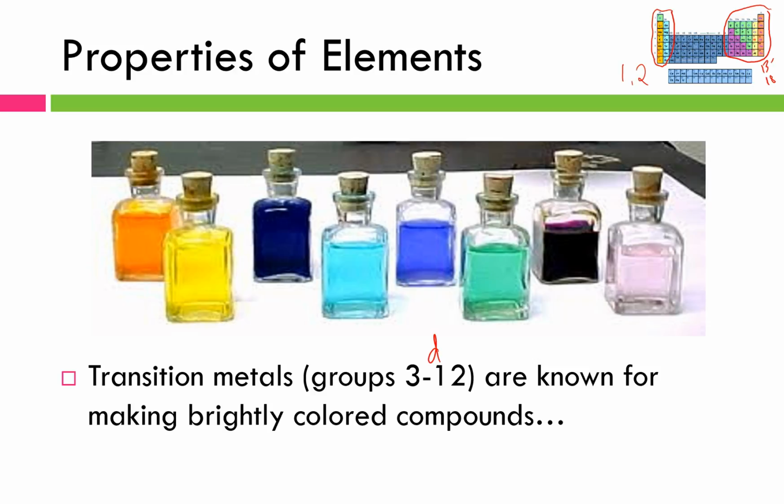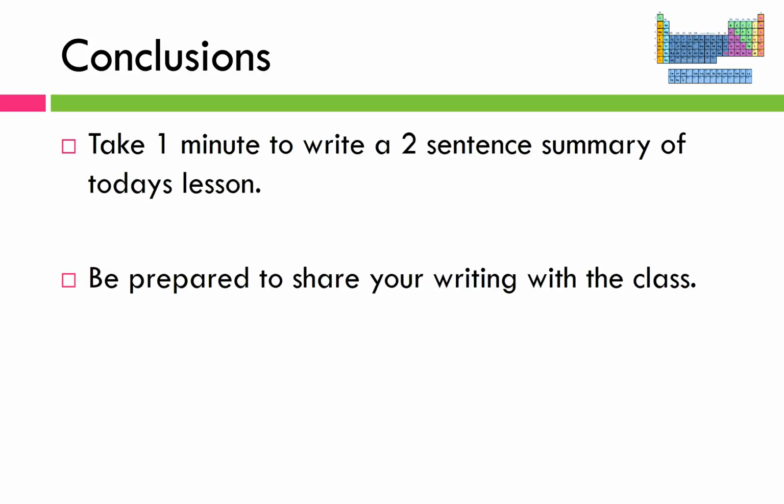Something like cobalt makes really pretty blue colors. You've seen rust before, that's an iron-containing compound. Manganese can be this really dark purple. And there are many different colors that we can get due to those electrons in the D sublevel that get moved around a little when we start to form bonds. So you don't need to know too much about the D block and the transition metals, just associate them with very brightly colored compounds. All right, that wraps up today's lesson.